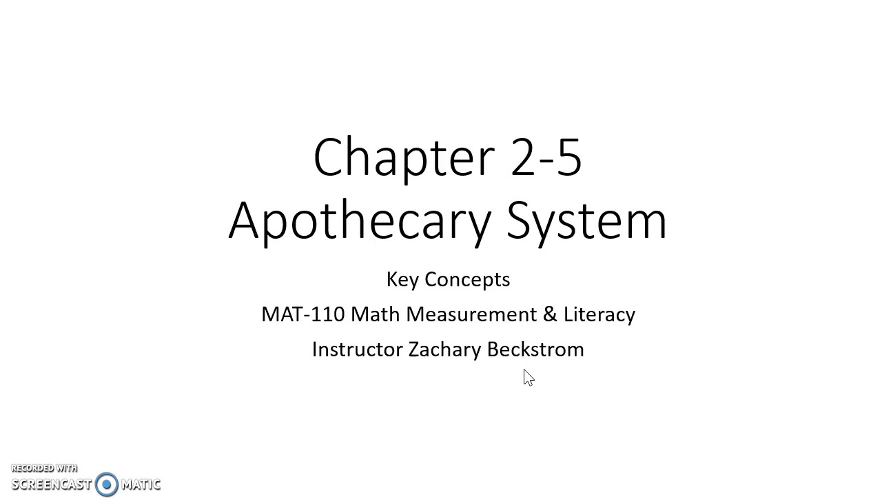Today we're going to be going over Chapter 2.5, the Apothecary System. This is a system used to measure drugs in the pharmacy industry. It's not used very often anymore since they've largely gone to the metric system, but you will occasionally see stuff still in grains, which means that you would need to convert it to the equivalent metric unit. So let's look at a couple of examples.